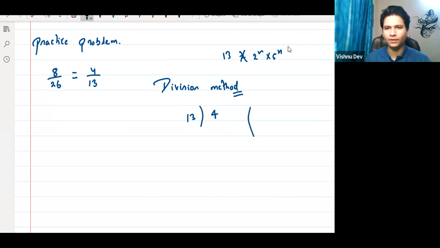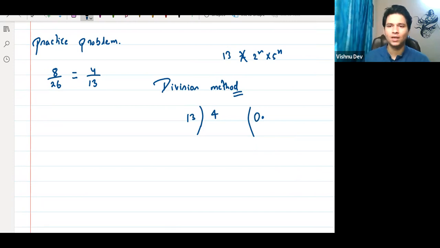But 13 is bigger than 4. Yes or no? So obviously 13 is bigger than 4. I cannot divide 4 by 13. So I will put one decimal.